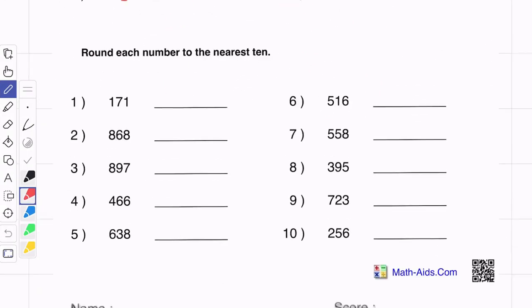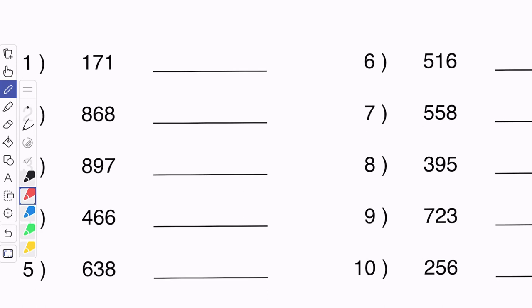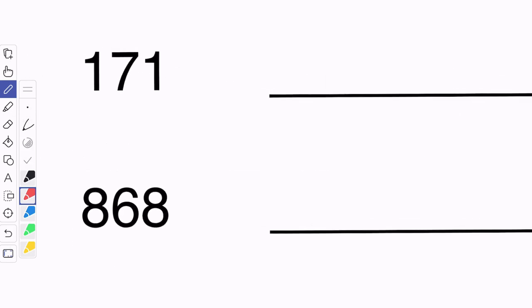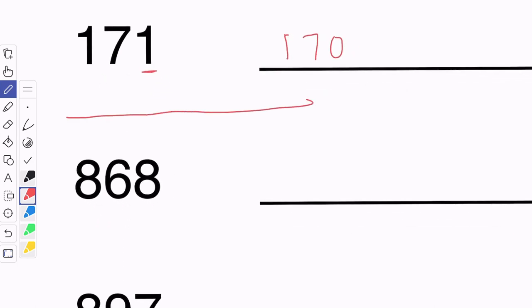And we're going to keep doing this. For this one, these are three-digit numbers, but we're going to do the same thing since it's asking us to round to the nearest 10. So we're just going to look at the ones place. This one, 1 is less than 5, so we're going to round down, and the nearest 10 is going to be 170. We can plot this on our number line.